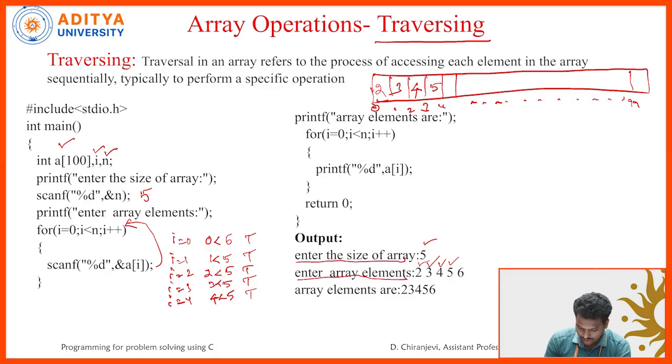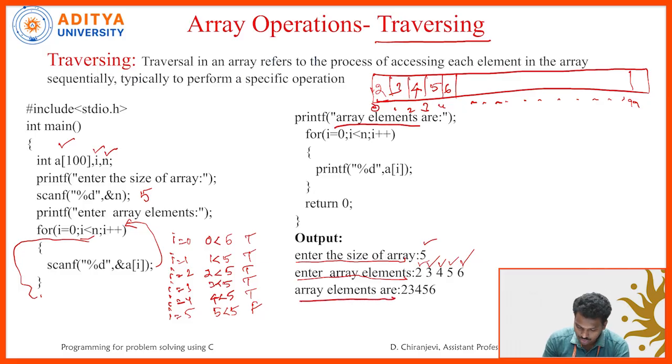Now, the user is giving a value that is 6, so 6 will be stored at index 4. After that again we update the i value. So, the i value is 5. Now, 5 less than 5, this is false. When this condition is false, control will come outside the loop. Outside the loop you have a message, array elements are, and it will display it.